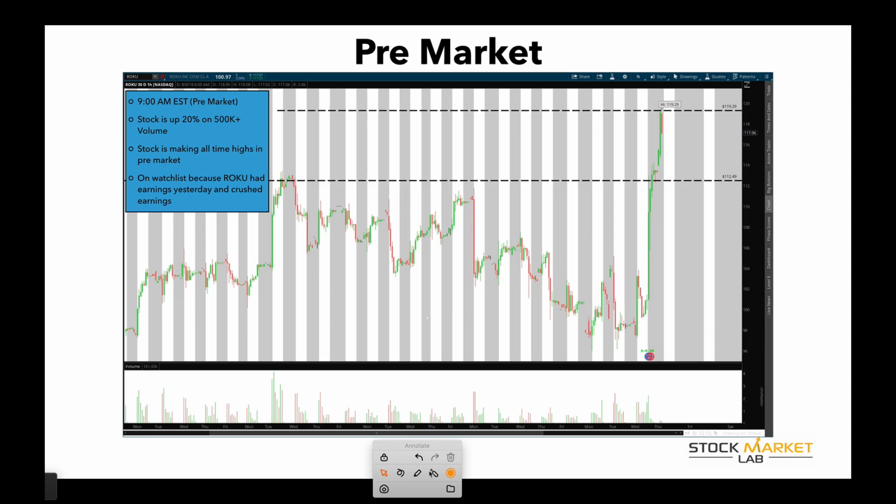And once again, the reason Roku is on my watch list is because they had earnings, they beat earnings, they basically crushed earnings. And let's just say I didn't know Roku had earnings. When I do a pre-market scan, Roku pops up. On the pre-market scan, I see that a stock is up 20% on a lot of volume.